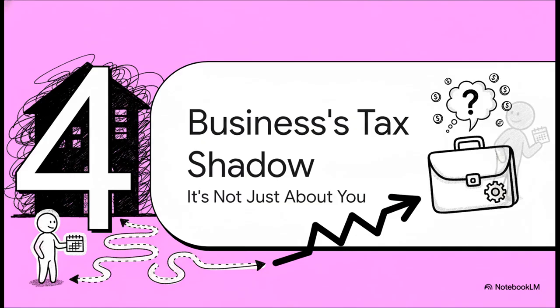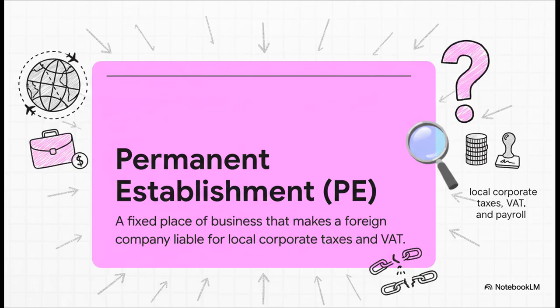But hold on, there's another hidden layer to this maze that trips up a lot of people. Your personal tax status is one thing, but your business's tax status is something else entirely. Your business casts its own shadow, and what you do abroad can create a tax problem for it. And this is the concept you have to know. Permanent establishment, or PE. This is a massive risk for freelancers, consultants, and even remote employees. Basically, if a country decides that your activities there create a fixed place of business for your company, then your company could suddenly owe local corporate taxes.